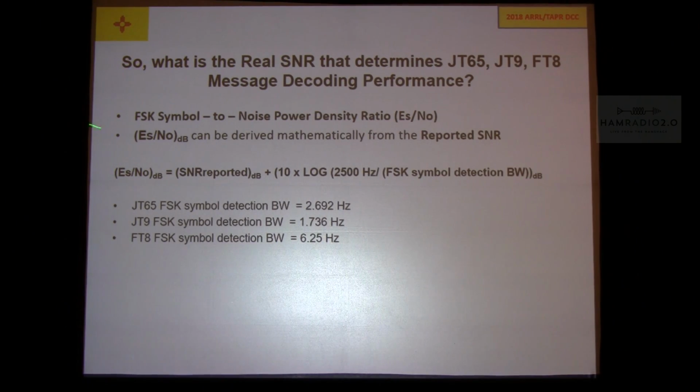In this presentation thus far, we've been talking mostly about JT65 and the 2.692 hertz. Well, look what it is for JT9. It's even smaller. Now this is an 8-area FSK waveform, but look how narrowly divided each of those tones are. Isn't that wonderful that we have digital signal processing methodologies today that can actually distinguish tones that are just 1.736 hertz separated from one another? Amazing. FT8, our most popular HF digital communications waveform today that many of us use, 6.25 hertz is the detection bandwidth.